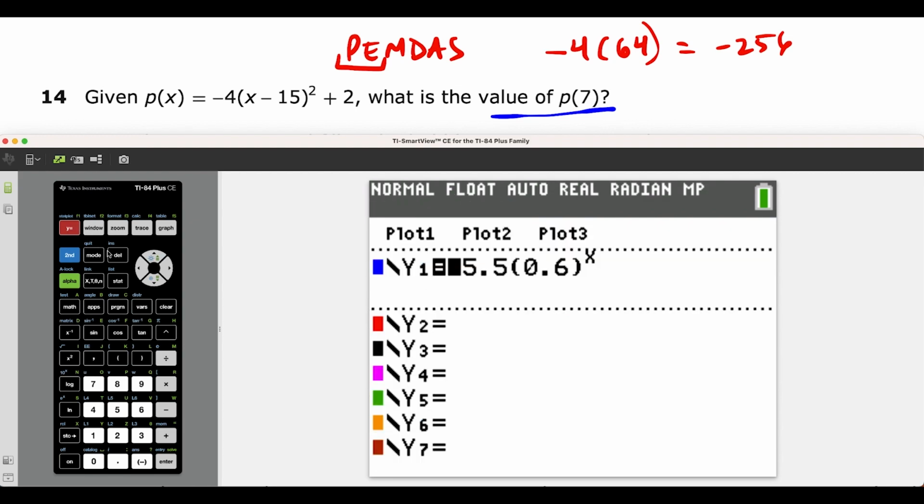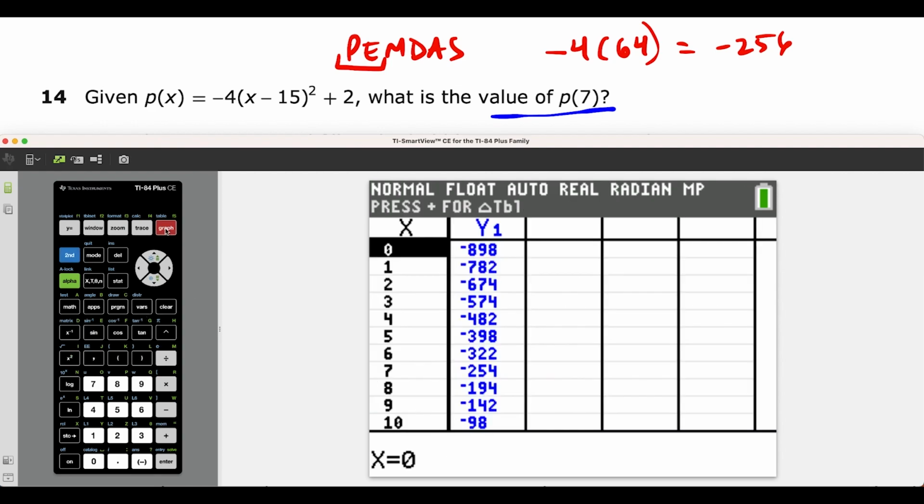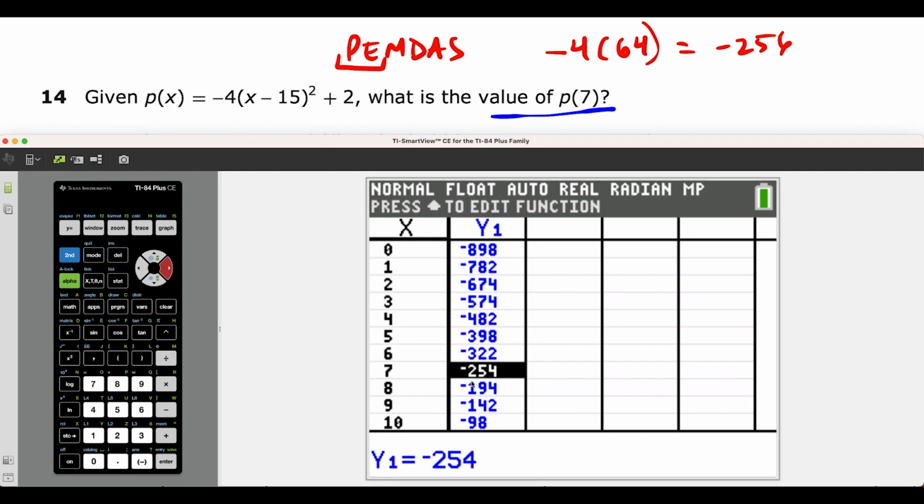But if you get to bring a calculator to the test, there's no shame in going like this. We have negative 4 times, we have parentheses, x minus 15, close it and square it, and then we're tacking on a plus 2. And if you want to know what's going on at 7, press second graph, you go to the table, and you scroll down to 7 here, and notice that the actual function value here is negative 254. So that checks out with the answer we had done by hand.